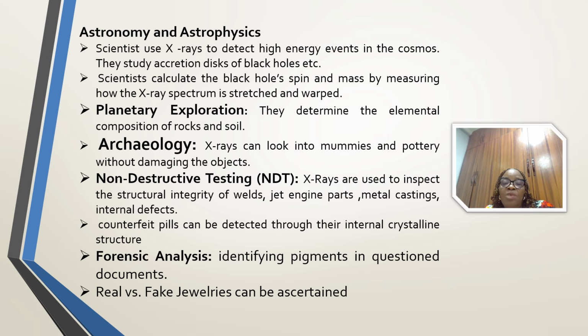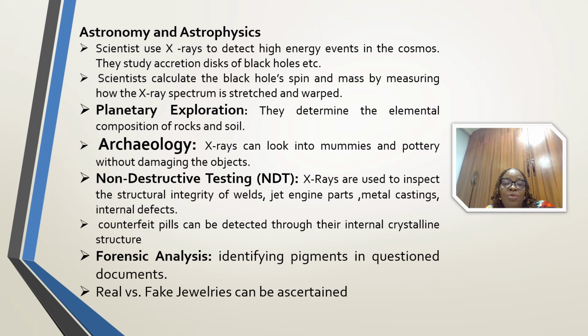In planetary science and archaeology, rovers such as those exploring Mars utilize alpha proton X-ray spectrometers to determine the elemental composition of rocks and soils. In archaeology, X-rays provide a non-invasive method to look inside ancient fragile artifacts, mummies, and pottery without risking damage to the objects.